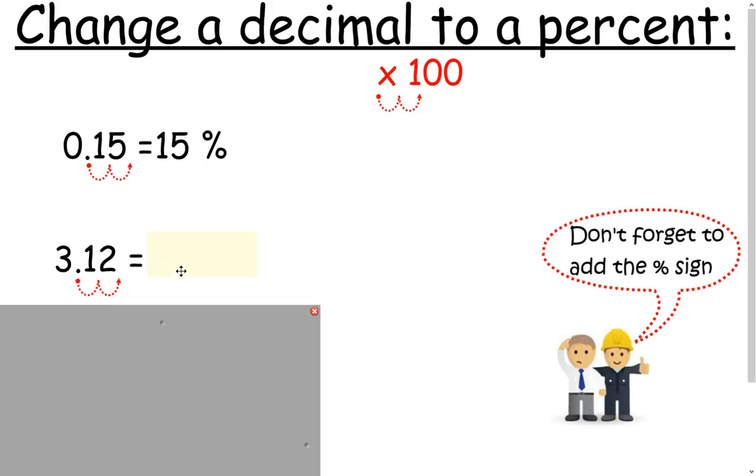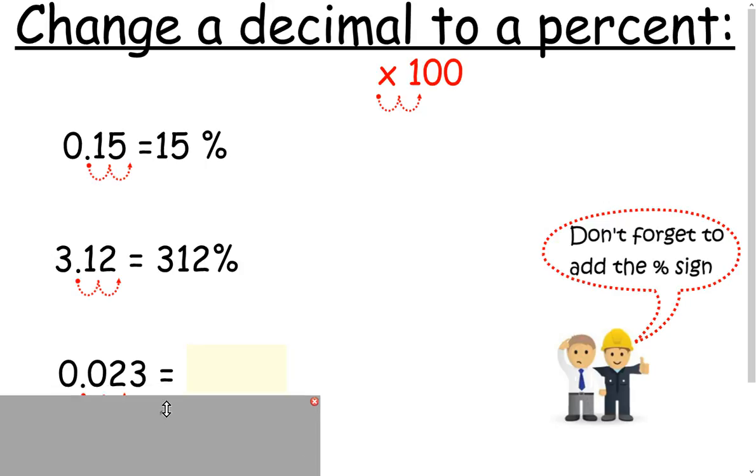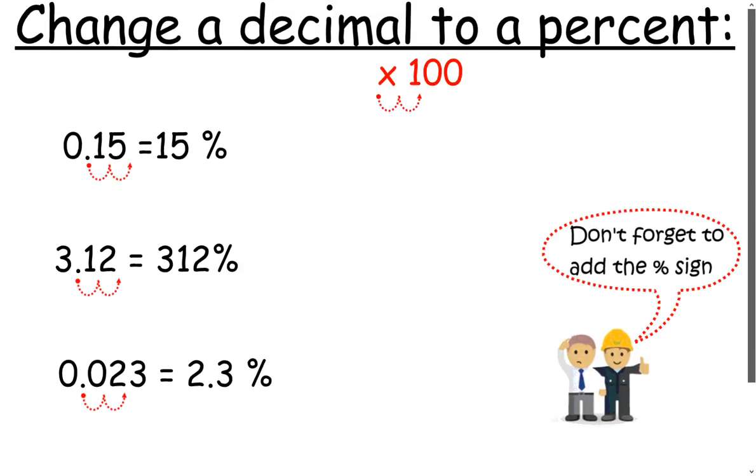3.12, move it over 2, 312%, because that's bigger than 1. A 1 here would be 1 whole, or 100%, so that's over 100%. 0.023, we're moving it over 2 again, 2.3%. Okay, moving on.